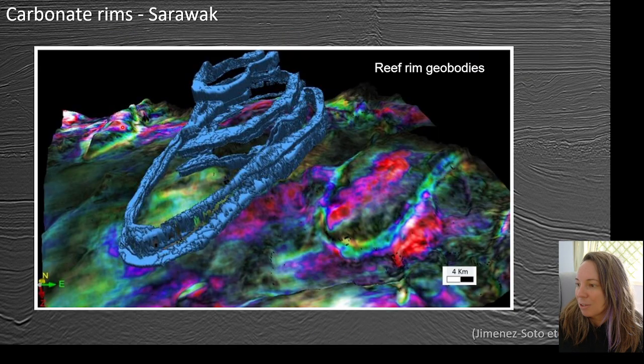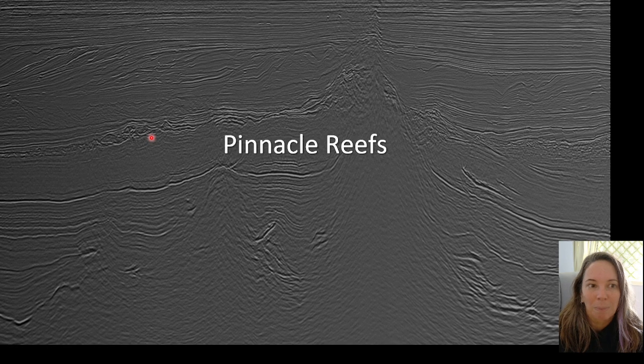And then here's using a similar geobody example where the authors have picked out the rim area and the rim geobodies and then plotted them next to the volume attributes on the seismic data. So you can clearly see where the rims are building up.